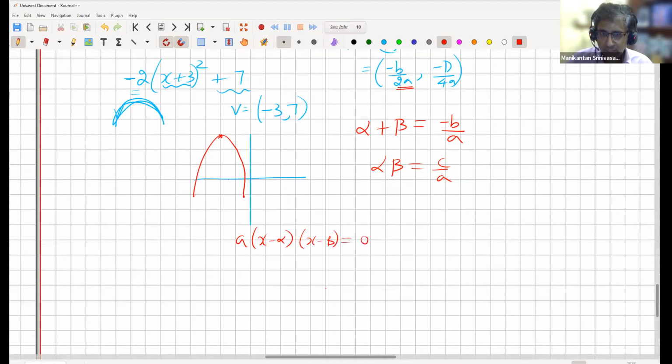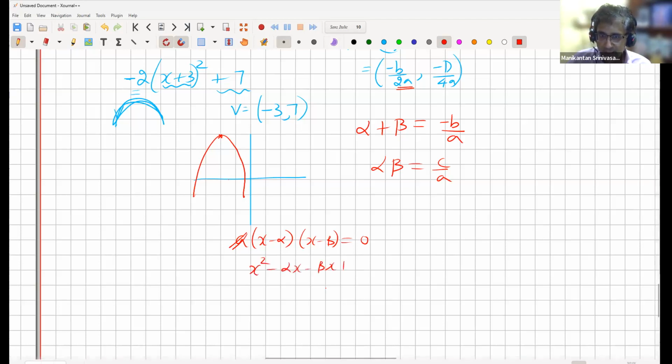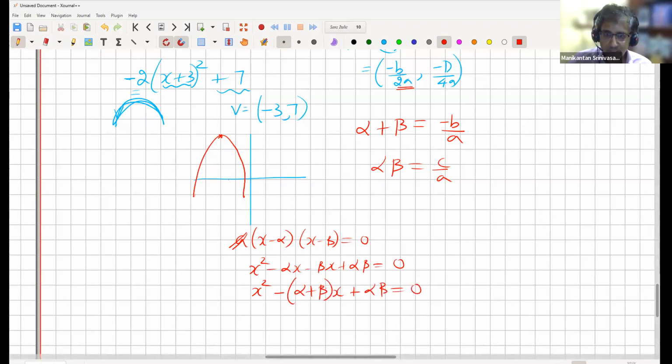Right? So first of all, I can divide by a. As far as equal to 0 is concerned, the a is meaningless. I can divide by a and make it simply x minus alpha times x minus beta equal to 0. So I can expand this as minus alpha x minus beta x plus alpha beta equal to 0, which means it's x square minus (alpha plus beta) times x plus alpha beta equal to 0, which means a quadratic is just x square minus sum of roots times x plus product of roots equal to 0.